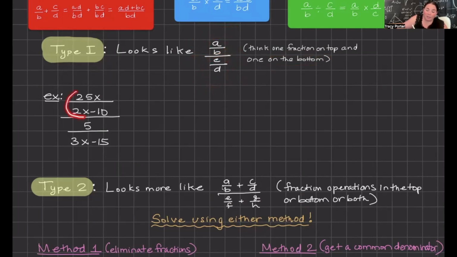So we can see that here. This is like one fraction on top, one fraction on the bottom. Now, this really just means divided by. So it's just this fraction divided by this one. So we are going to write it like that. Okay, so we have the first fraction, which is 25x over 2x minus 10. And this really just means divided by the second fraction, which is 5 over 3x minus 15. So if we can rewrite that, then it looks a lot more simple.